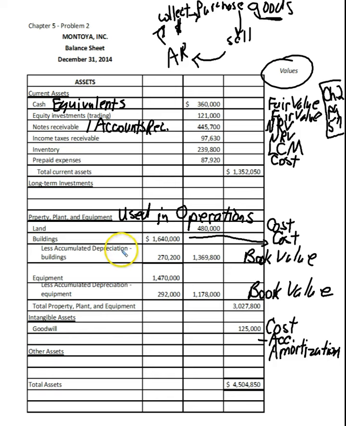Amortization, depreciation is merely allocating the original cost over the useful life. Other assets, you might want to look on page 222 of your book. It goes over that pretty nicely. But if anything doesn't fit into these other categories, you pretty much just put it in other assets. Okay, let's move on to the next page.